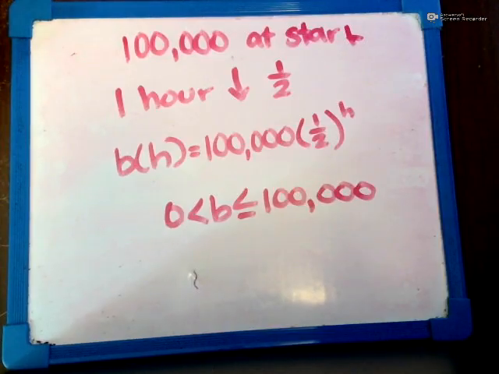So for the hours, we're going to count by 1 every hour. The number is going to change. And then for the scale for the bacteria, we're going to count by 5,000 because it drops so quickly.